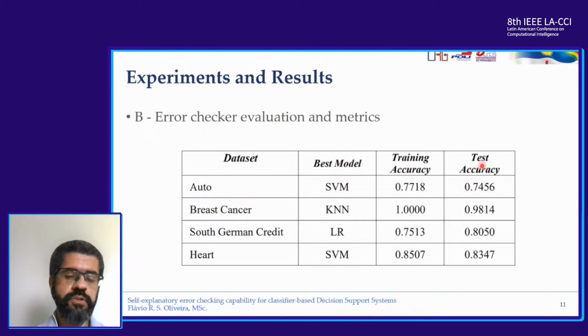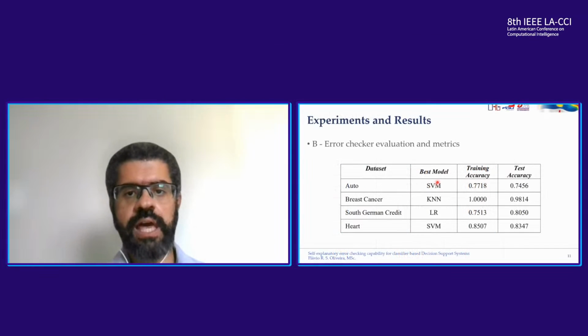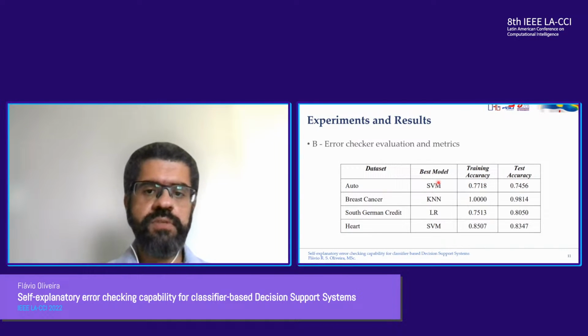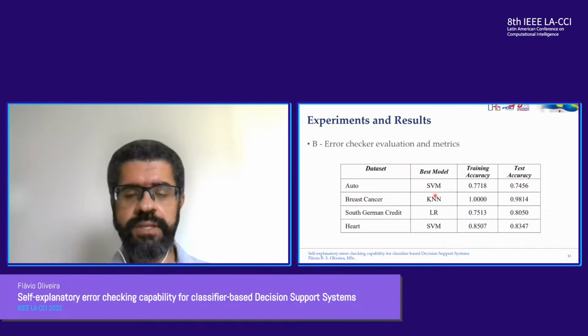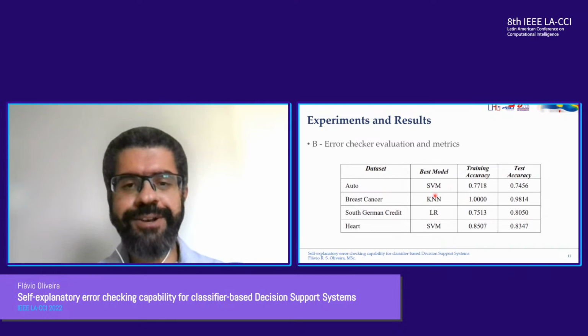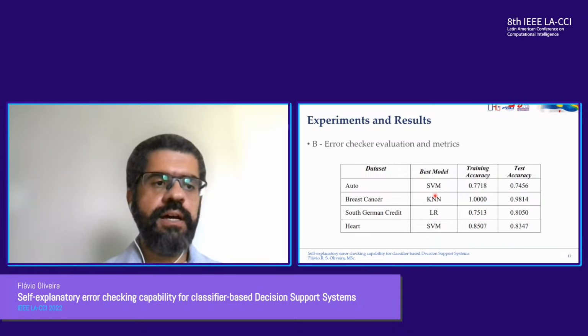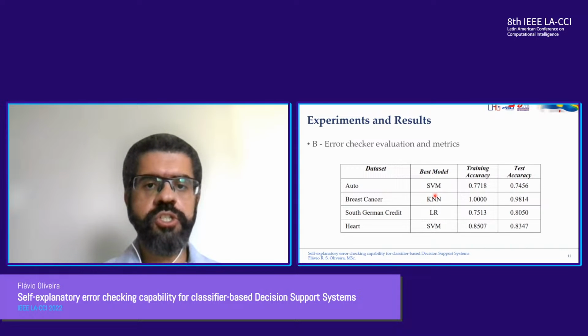So after compiling all these metrics for the previously announced data sets, we made the compilation of training accuracy and test accuracy over the error checker data set. And we got these results. The best models were used as error checker for the next part of the experiments. And the results were, again, in some cases, I believe they could improve a little bit, but they were somewhat consistent for this time of our research.